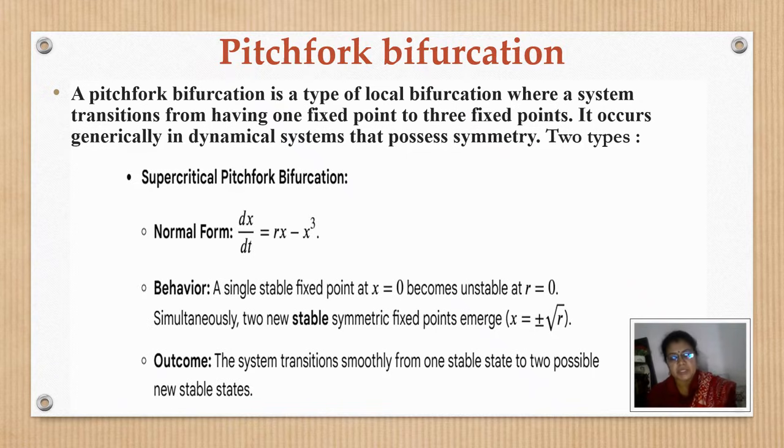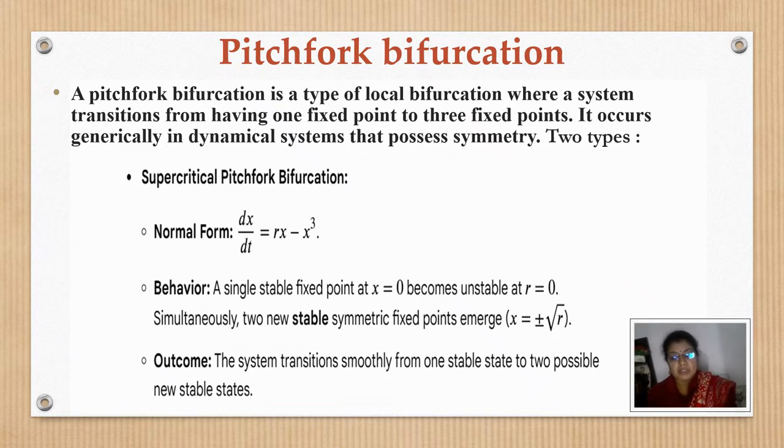Now in order to check the stability analysis behavior upon variation of r, what would you do? You would take the derivative, right? At x is equal to 0, the derivative is r minus 3x square, and at x is equal to 0 we end up with mere r. So if r is less than 0, we are going to have a stable fixed point. If r is greater than 0, we are going to have an unstable fixed point.